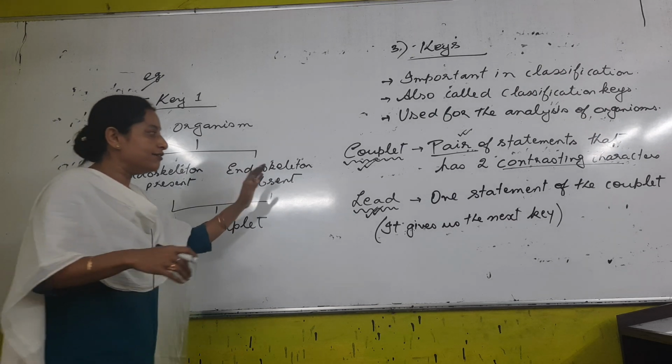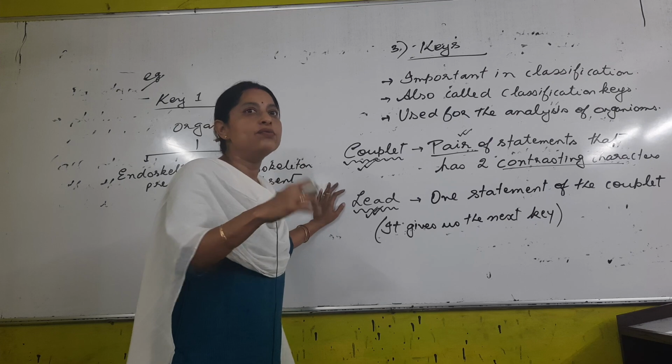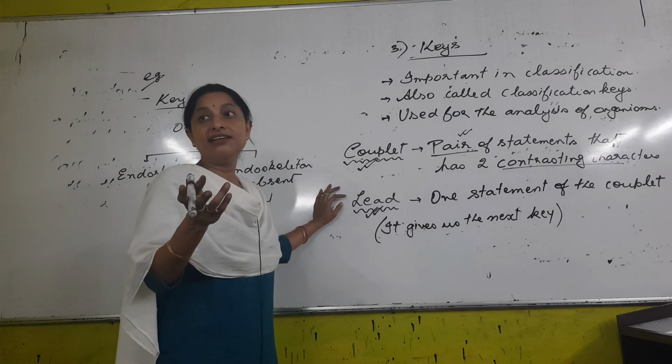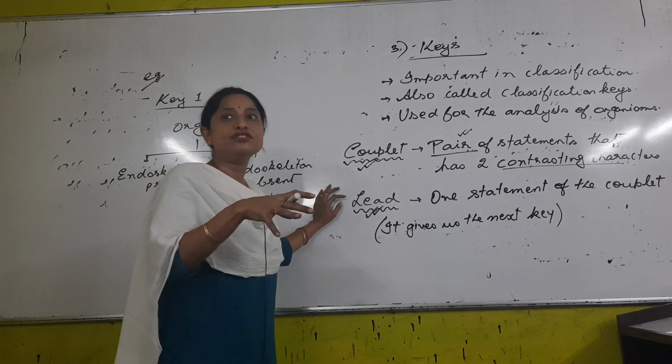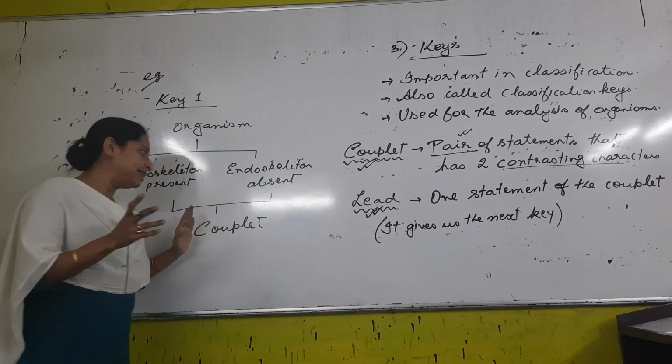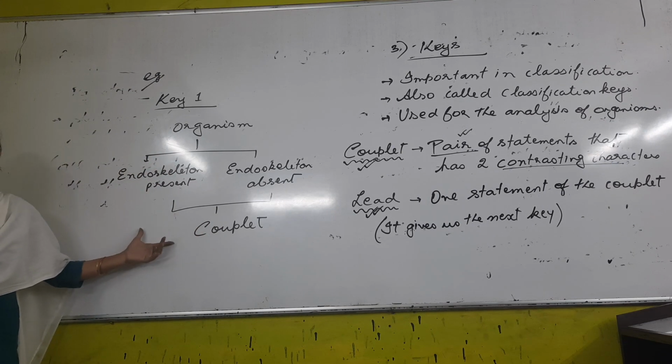Now, if you get the answer of one key, we can go to the next key. If you get the answer of the next key, we can go to the third key, and similarly, after completion of the study, we get all the information about the organism. One example I have given, but you do not necessarily have to memorize this example. This is just to understand.